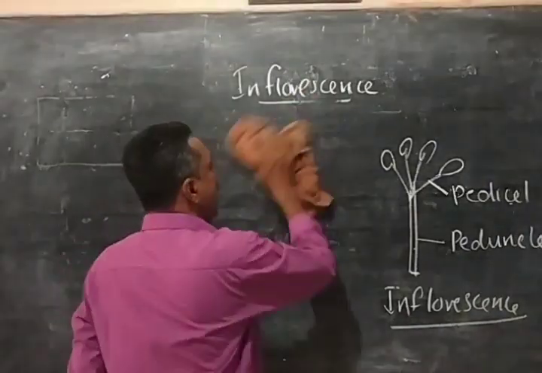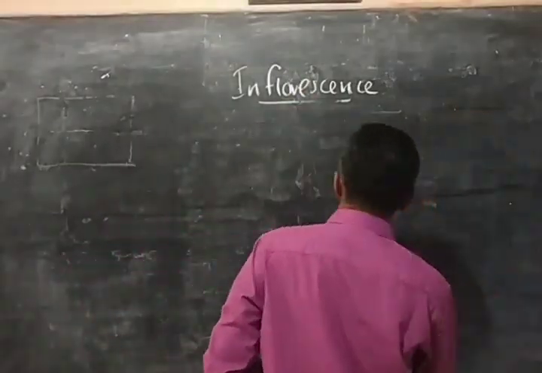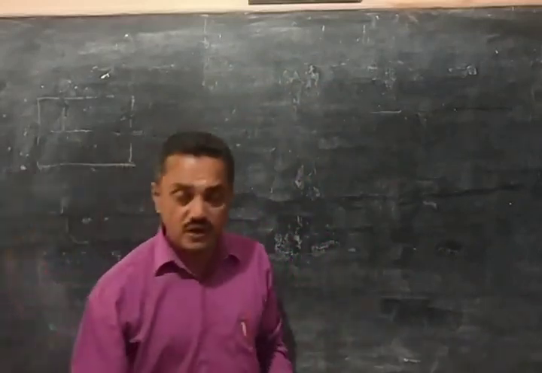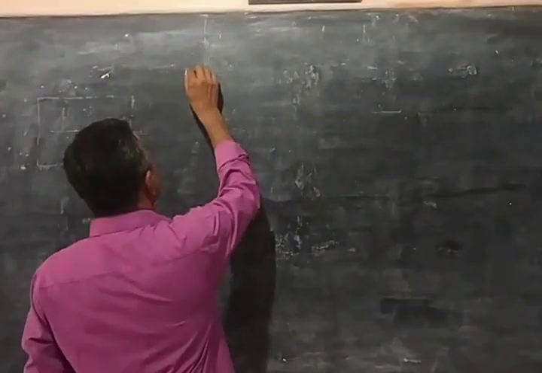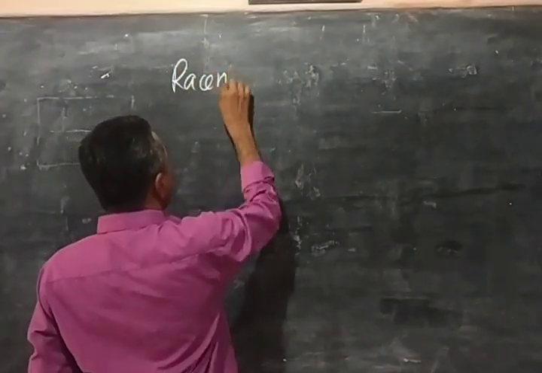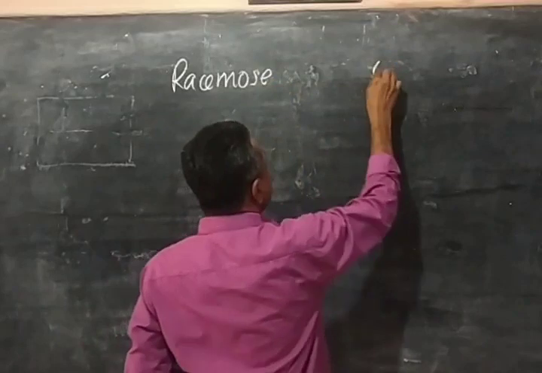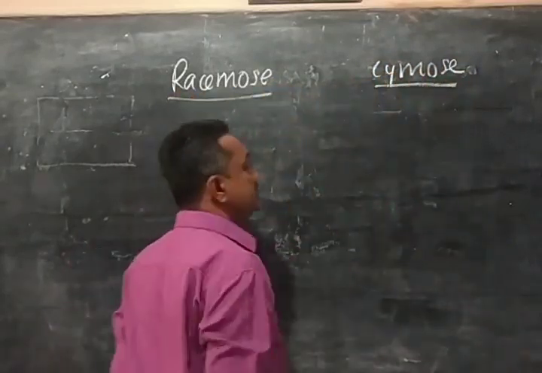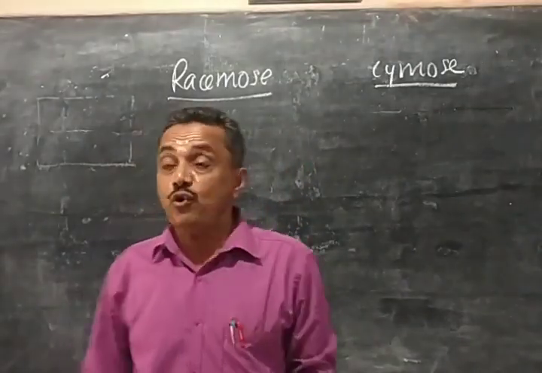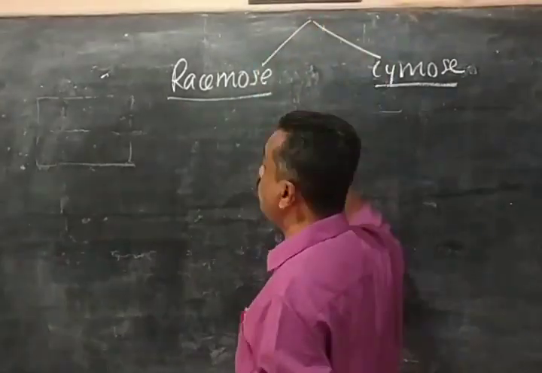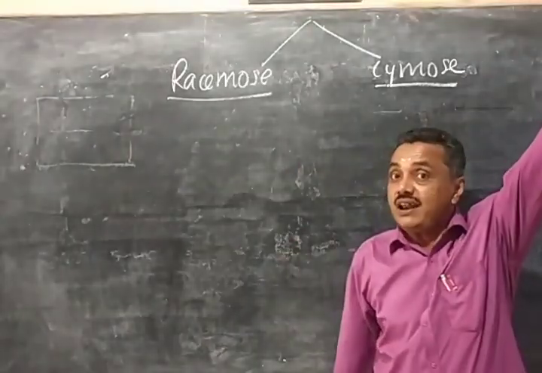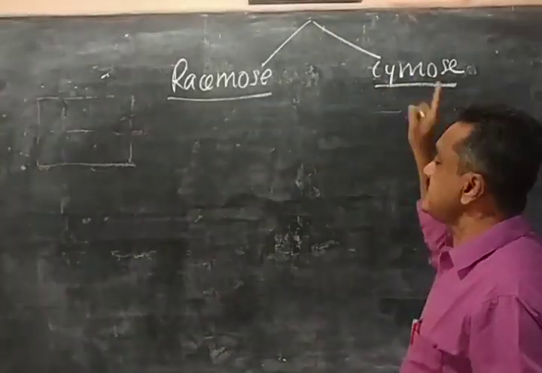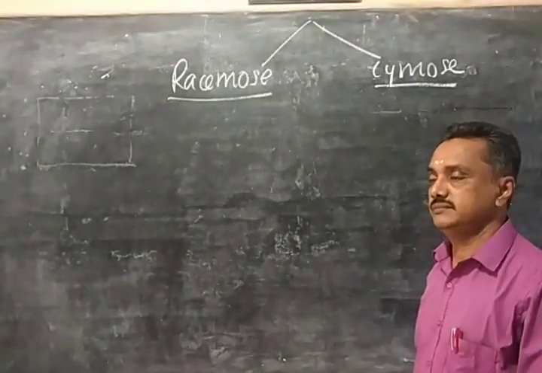Inflorescence is of two types. There are two types of inflorescence explained in your textbook. The first type is called racemose inflorescence and the second type is called cymose inflorescence. Inflorescence is broadly classified into three types, but in your textbook only two are explained: racemose inflorescence and cymose inflorescence.